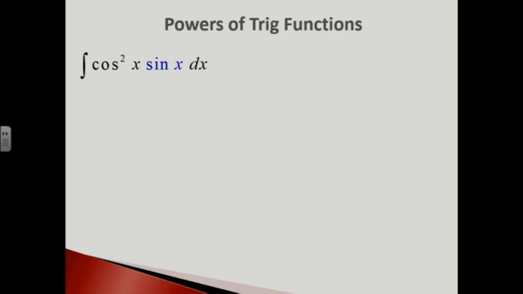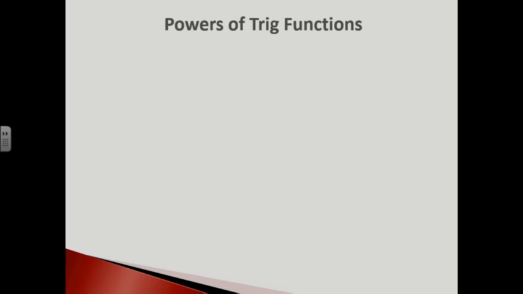Now, you are asked to integrate a mixed product of cosine square x sine x. Remember that minus sine x is the derivative of cosine x. If we substitute u equals cosine x, then du equals minus sine x dx. The integral becomes minus the integral of u squared du. Using the power rule, and then converting the result back in terms of x, we obtain minus 1/3 cosine cube x plus c.